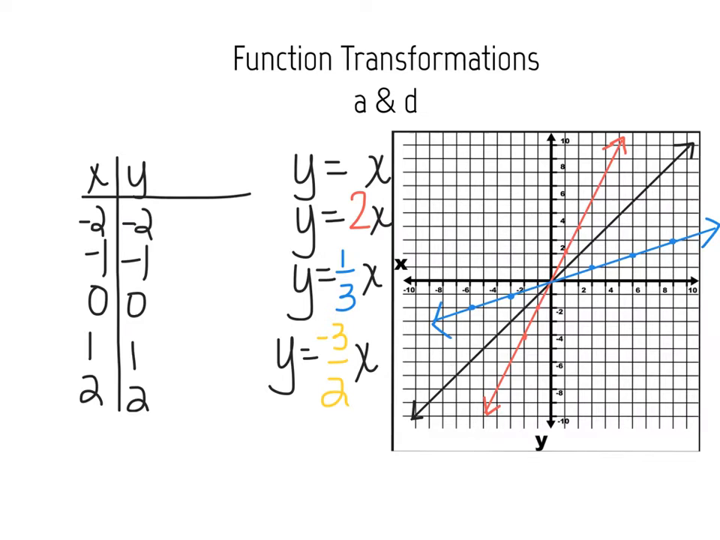Before I put the last one on, notice that 2x is just a slope of 2 that has a y-intercept of 0. 1/3 x is a slope of 1/3 with a y-intercept of 0, but they're all pointing in the positive direction, up to the right, up to the right. Obviously, the parent function is up to the right. The only thing that's changing is this is either getting steeper or flatter.